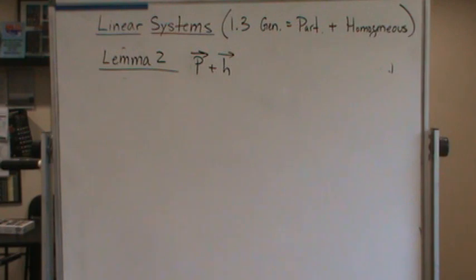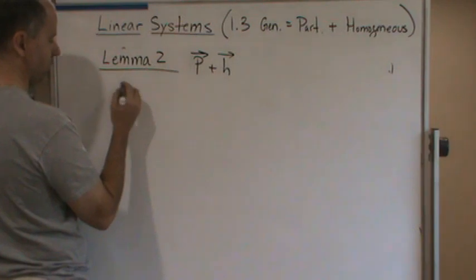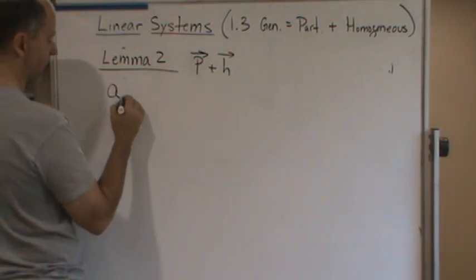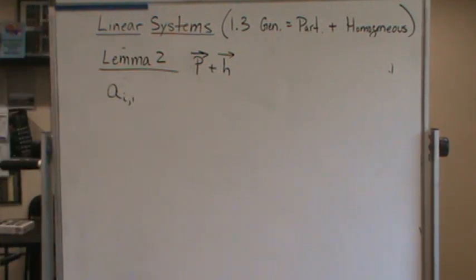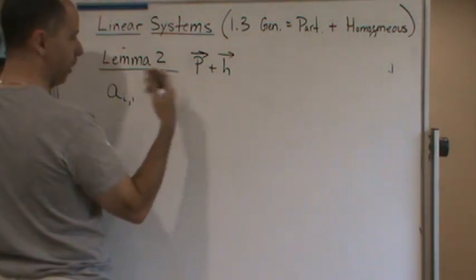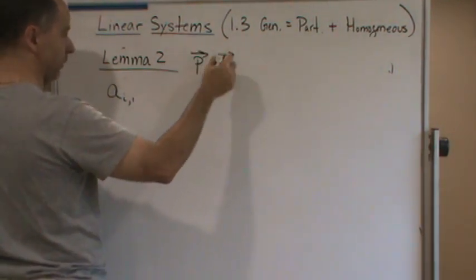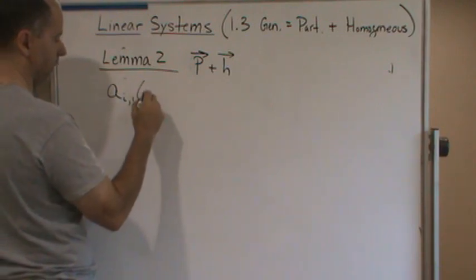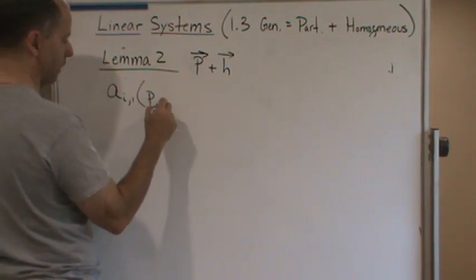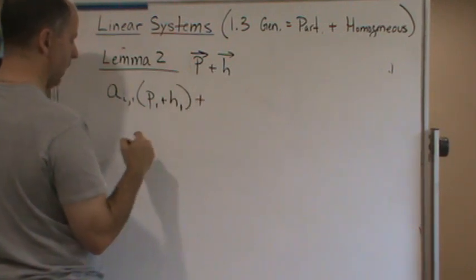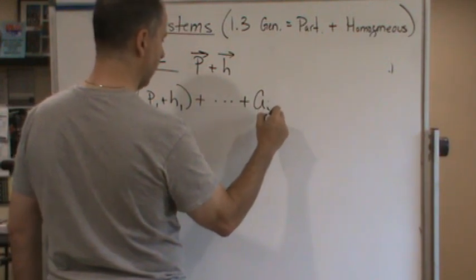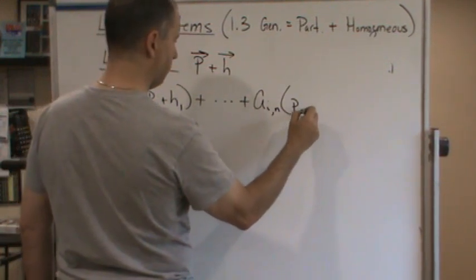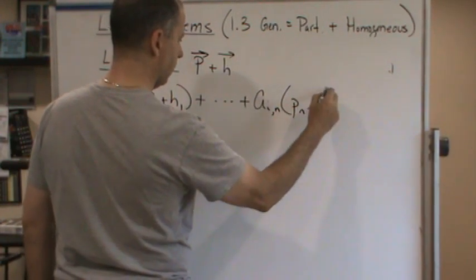Okay, so let's look at the associated index equation again. Let's say it's for index I. We have A sub I comma 1 times P plus H, right? Again, we're using components of this vector. So this is one vector, if you will. So it'll be A sub I comma 1 times (P1 plus H1) plus dot dot dot plus A sub I comma N times (P sub N plus H sub N).